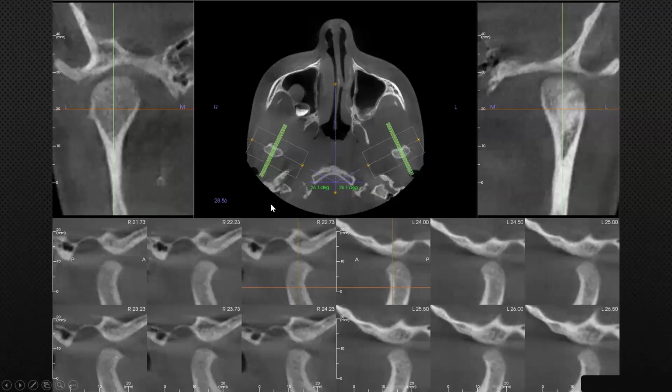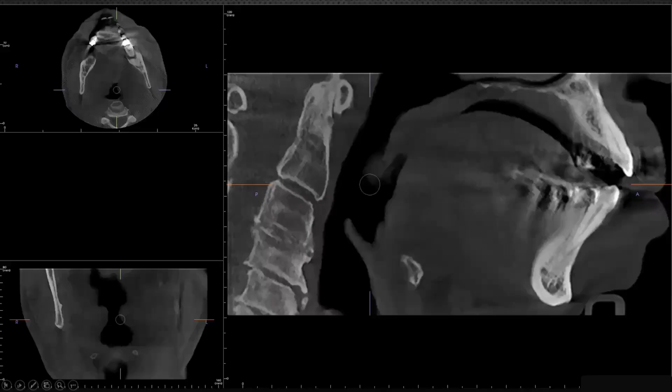Unless you get significant loss of height, loss of volume of the condyle, which can happen in juvenile arthritis, which I've talked to you about before. But yeah, if they're not symptomatic and you don't see these changes, loss of the height of the condyle, both of these look nice and healthy, really. So that's just normal growth.